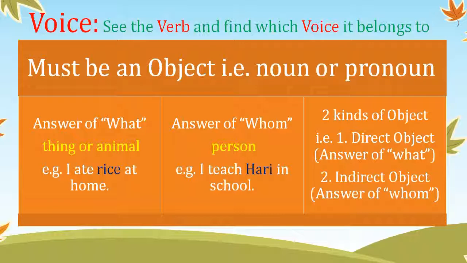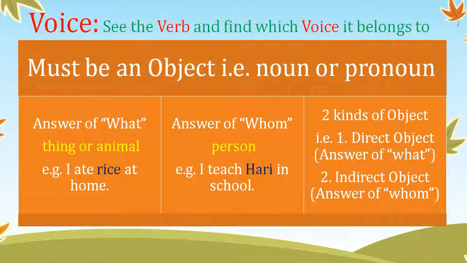The second object is the answer of whom. If you ask this question, the answer of whom must be a person. For example, I teach whom? Hari. I teach Hari in his school. Hari is what kind of object? Did you understand or not? So what do you understand from it?